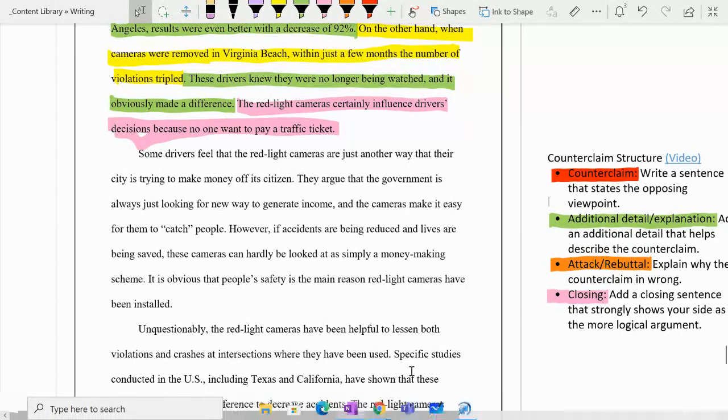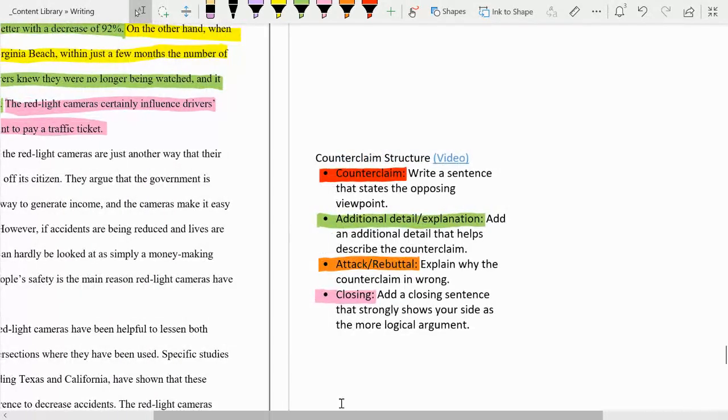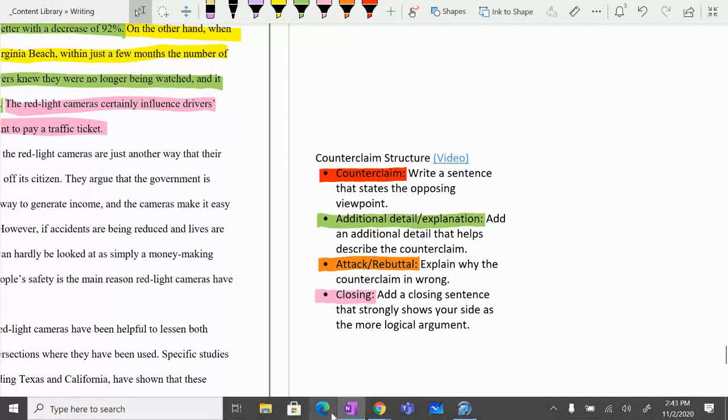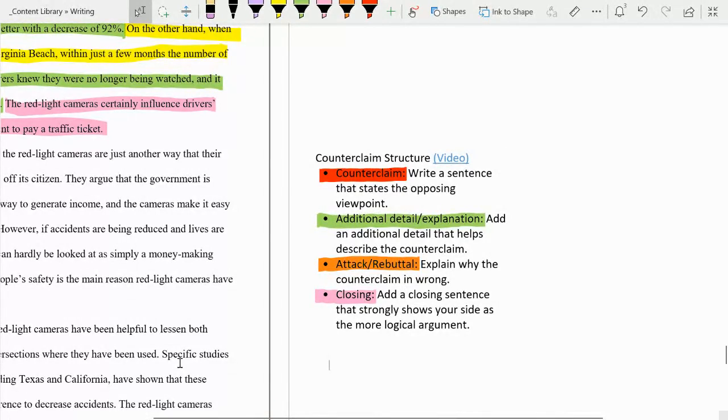So let's take a look at this structure that I have here on the side. First, you're going to start off with your counterclaim. Write a sentence that states the opposing viewpoint. And remember, you're going to use phrases like "some people believe" or "others may think." Then you're going to add an additional detail that helps describe that counterclaim. Then attack. Explain why that counterclaim is wrong. And you're going to use another transition word like "however" or "on the other hand." And then finally, a closing. Add a strong closing sentence that strongly shows your side as the more logical argument.